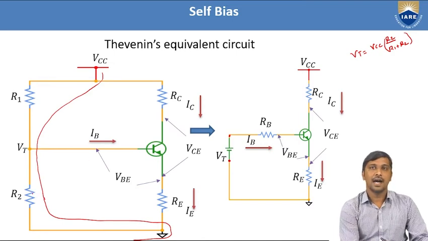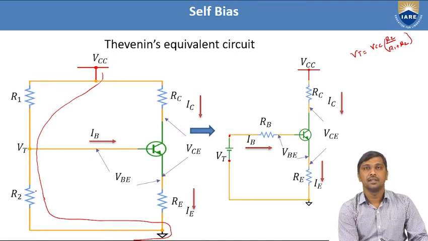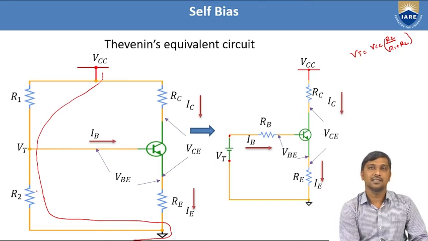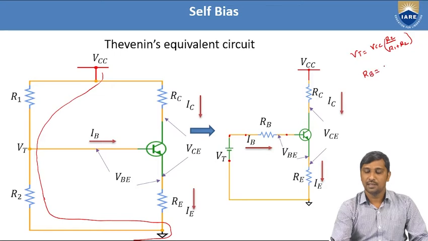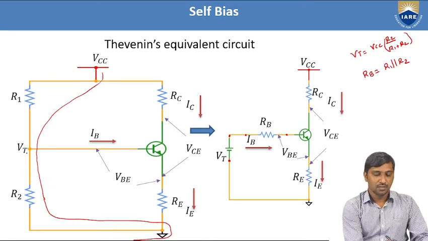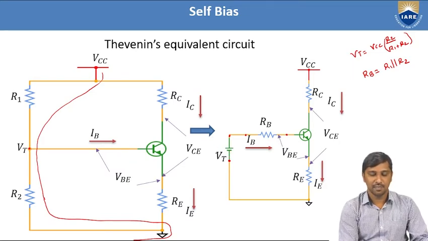And R1 and R2 are replaced with the equivalent base resistance, or the Thevenin's equivalent resistance, that is represented as RB. Again, we know the RB is the parallel combination of R1 and R2. So this node contains the Thevenin's equivalent voltage and then the base resistance RB, the resistance directly connected to the base of the NPN transistor.